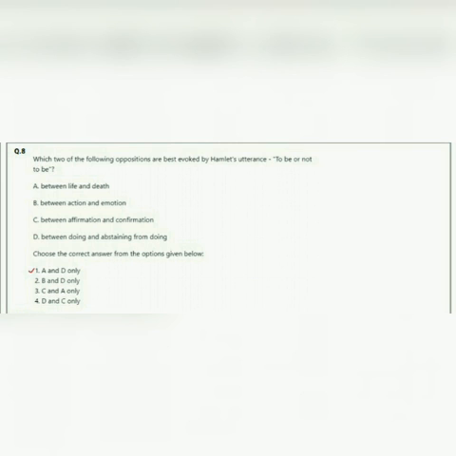If we consider the play Hamlet, we know that there are a lot of life and death situations taking place. Throughout the play, life indicates certainty and death indicates uncertainty. And if we consider the situation of Hamlet, we know that he is confused about murdering the assassin of his father or abstaining from it. So it is about doing an action or abstaining from it. So here the two points that are best evoked by the utterance "to be or not to be" are between life and death and between doing and abstaining from doing. So the right answer here is option 1, A and D only.